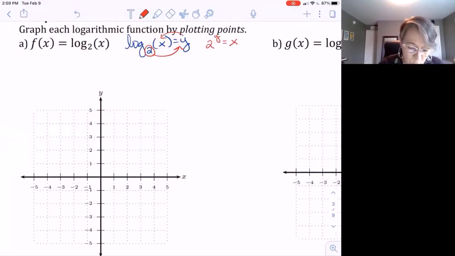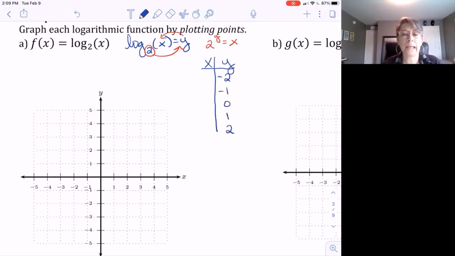If we're to do an xy table and plot points, it may be more helpful to actually put in values of y first instead of x. So we can go from -2 all the way to 2 with our integers and plug it in. So 2 to the -2 would give us an x value of 1/4. 2 to the -1 gives us an x value of 1/2. 2 to the 0 is 1. 2 to the 1 is 2. And 2 squared gives us 4.